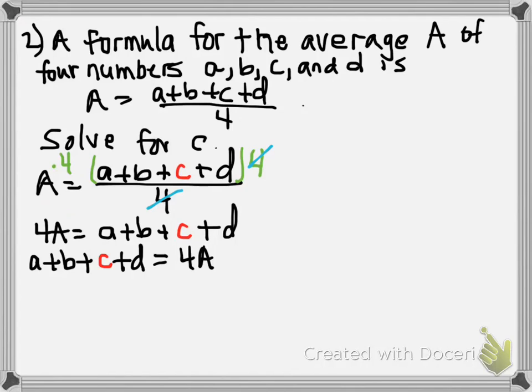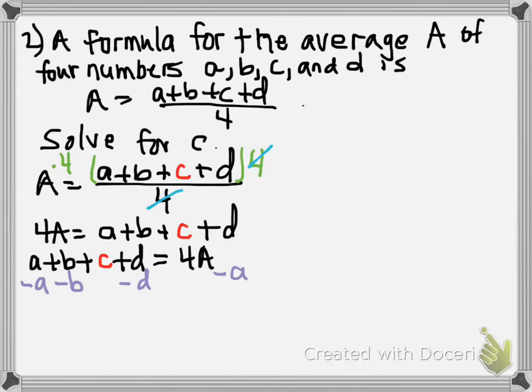Okay, Nicole. You would need to move the other variables. So how would I do that? You would subtract them. Okay, so which variables am I going to subtract from both sides? You would subtract the little a, and the little b, and then the little d.